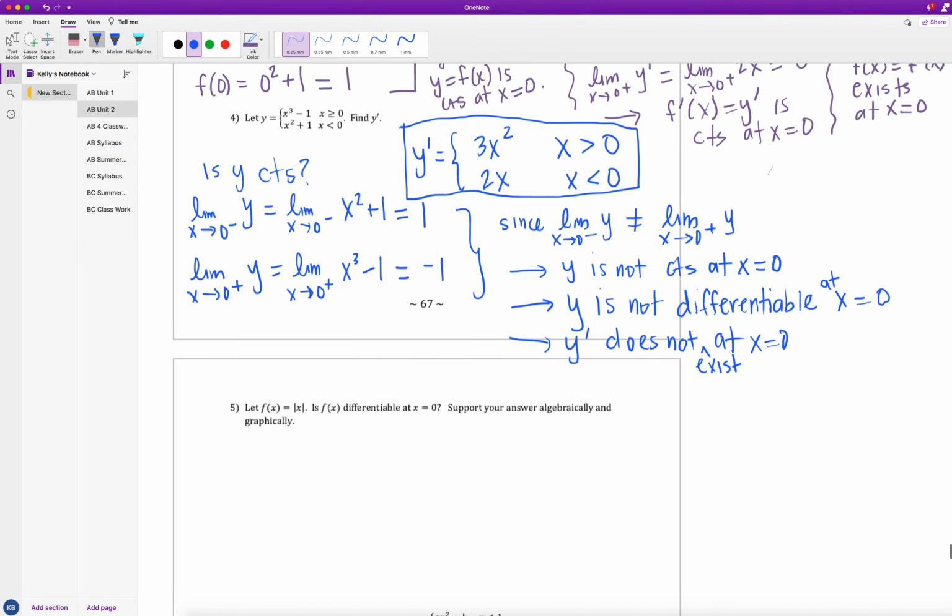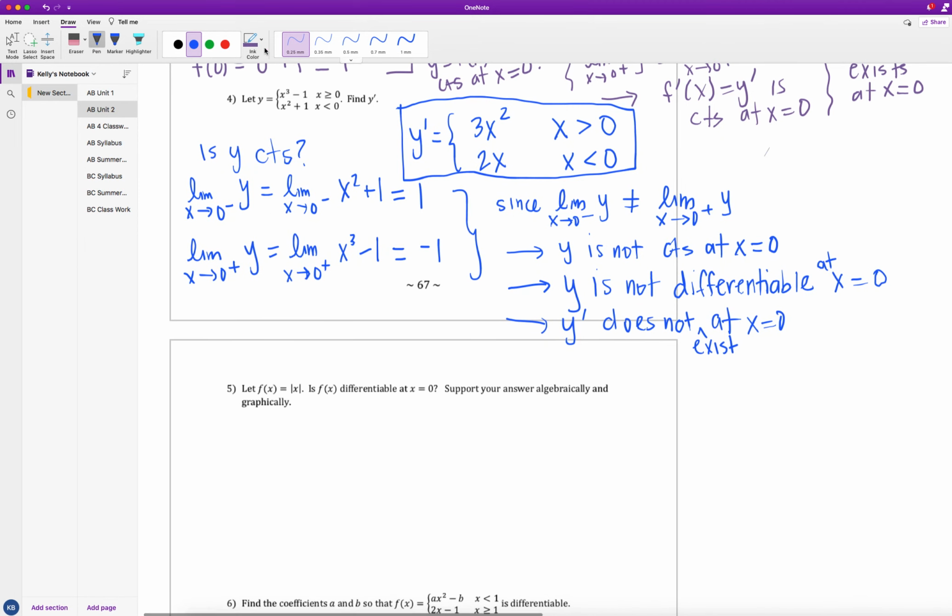So let's look at example 5. Example 5 says let f of x equal the absolute value of x. Is f of x differentiable at x equals 0? We want to support our answer algebraically and graphically. I'm going to start with the graphical approach over here.